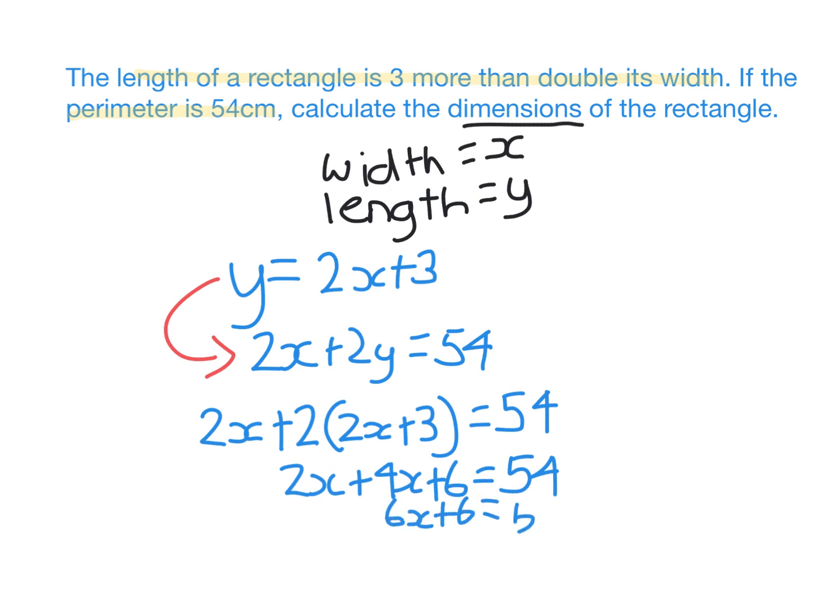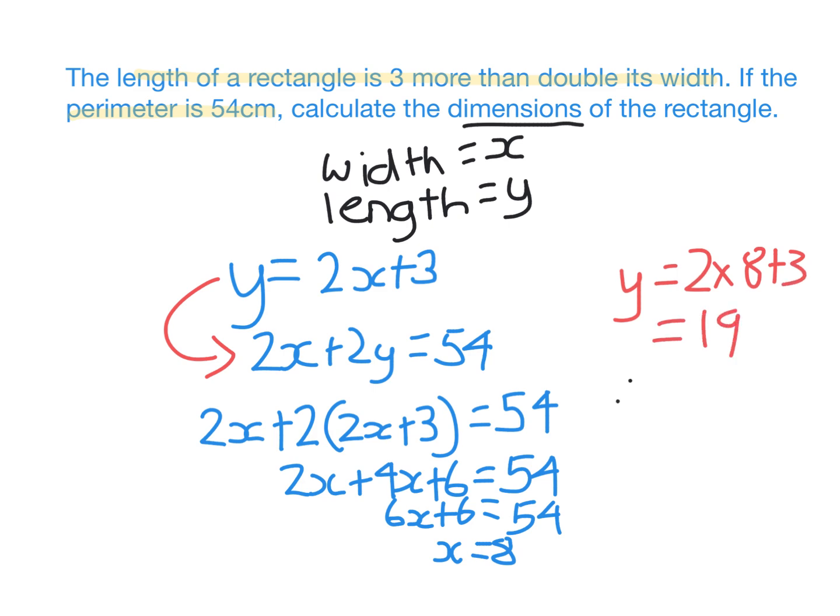Now you know how to solve it from here. Subtract 6, divide by 6, you get x equals 8. So the width here is 8. We're not done because we haven't found the length. To find y, which is the length, we substitute our answer into either of these equations. Into which one we substitute doesn't matter. So here the length y is just simply going to be 2 times x plus 3. It's going to be 19. So the dimensions are 8 centimeters by 19 centimeters, and we're done.